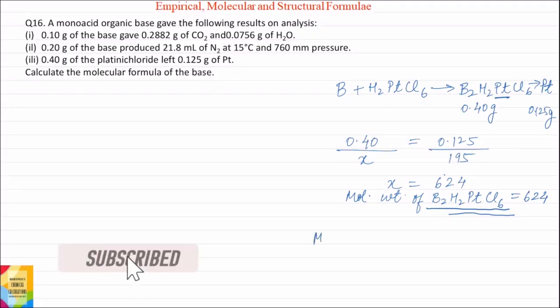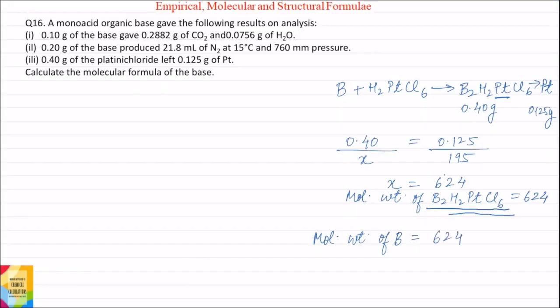So we can write molecular weight of B will be equal to weight of the platinic chloride, that is 624, minus molecular weight of H2PtCl6, which is 410. So this will give the weight of 2 moles of B. So dividing this by 2 will give the weight of 1 mole of B, or the molecular weight of B. And this is equal to 107. So we know the molecular weight of B, or the base.